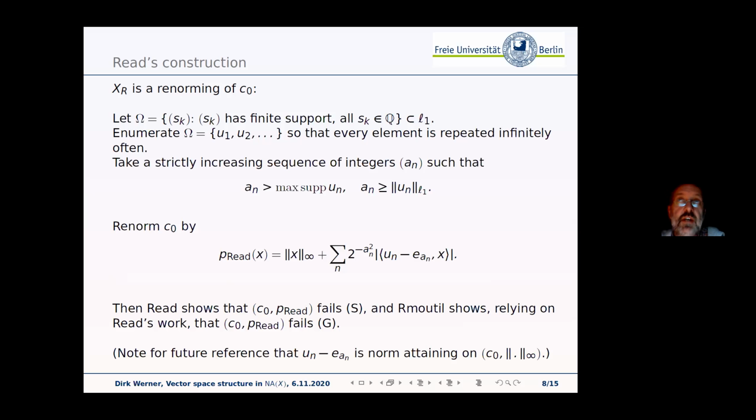So here's a detail that I will comment on later again. These u_n are members of the set omega, and the set omega is exactly, up to this condition of the rationals, the set of norm-attaining functionals on c0. So these elements here consist of norm-attaining functionals on c0 for the original norm. So this is worth keeping in mind.